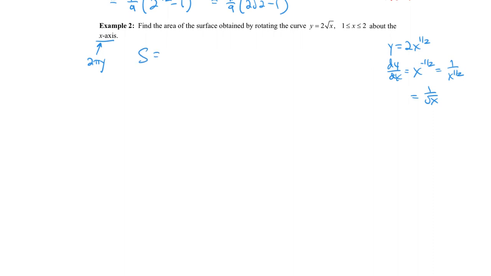So the surface area is 2 pi, and we know it's going to be y. Again, I'm picking either x or y just based on what we're rotating about. It's always the opposite. Rotating about the x-axis means the radius will be y, so it's 2 pi y.